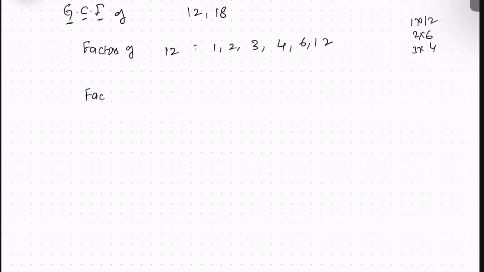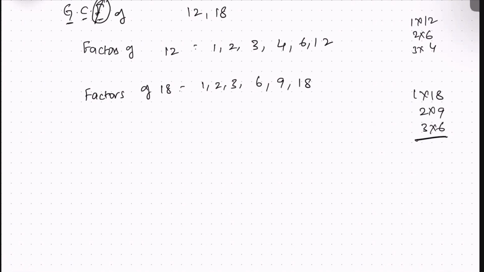Then what are the factors of 18? Let us do the same exercise. 1 comma 18, 2 comma 9, 3 comma 6. I think we are done. So it will be 1, 2, 3, 6, 9, 18. So we have got all the factors of 12 and 18. In GCF we have evaluated the factors.